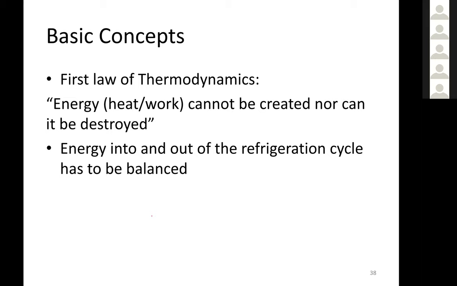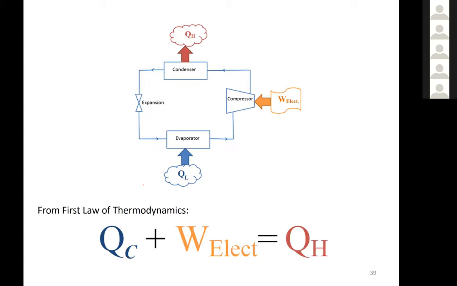Now, when we talk about the efficiency of the cycle, we need to consider the first law of thermodynamics. Energy, in both forms, heat or work, cannot be created nor can it be destroyed. Energy into and out of the refrigerant cycle has to be balanced. So what do we have in the cycle? I absorb heat from the room, that's QL, that goes into my cycle. I need to add electricity to the cycle, work. And I need to dispose of heat at the condenser side. So if I look at this cycle, then the heat absorbed plus the power input to the compressor equals the heat being disposed of at the condenser side.